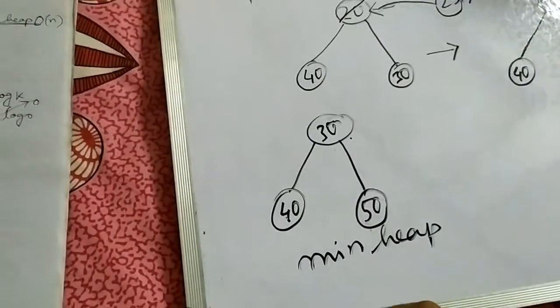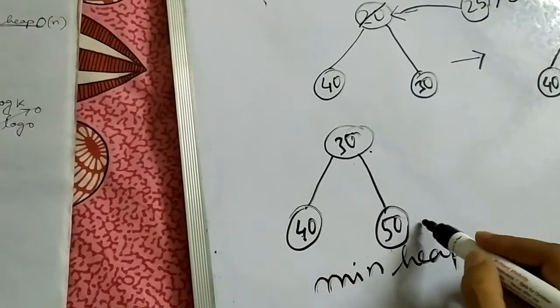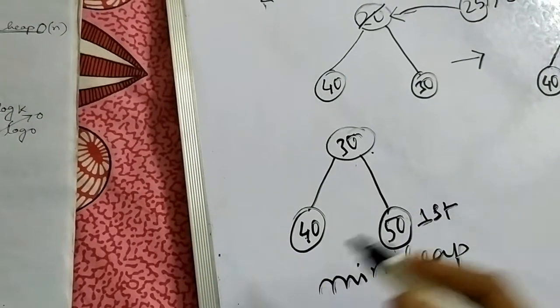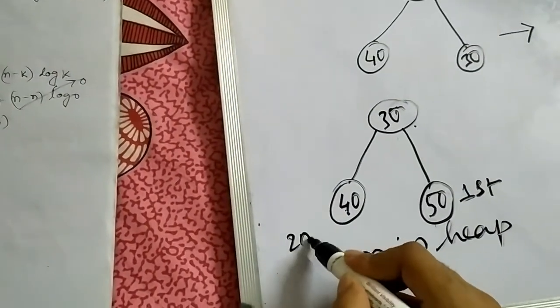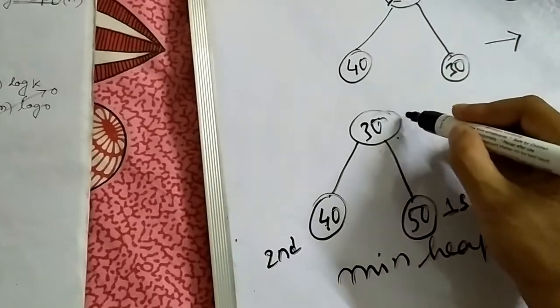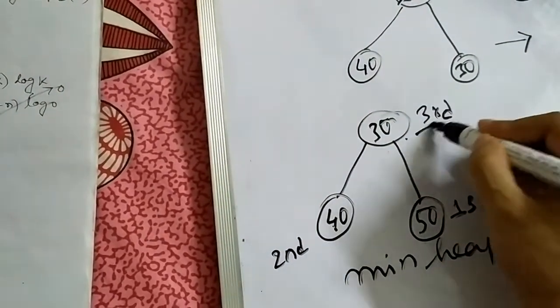So here I can clearly see that 50 is my first maximum, 40 is my second maximum and 30 is my third maximum.